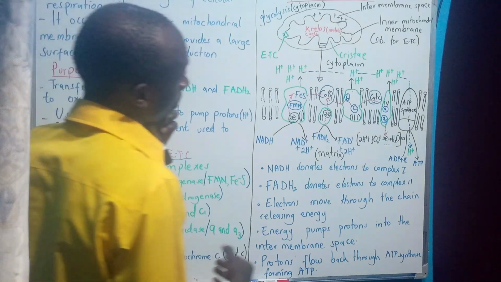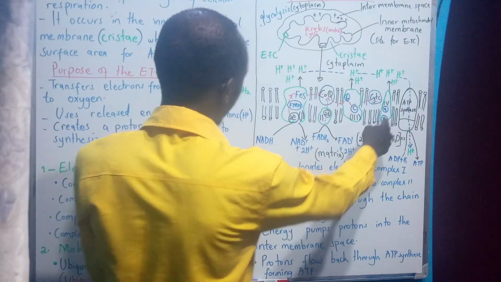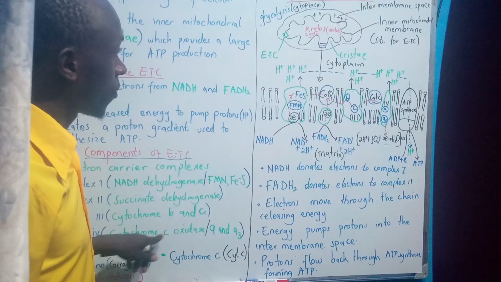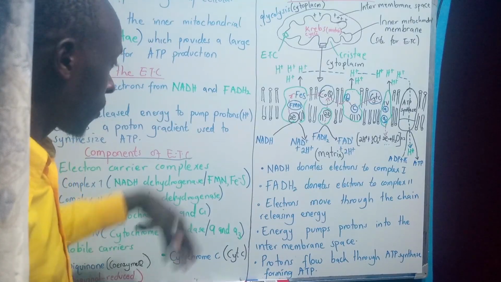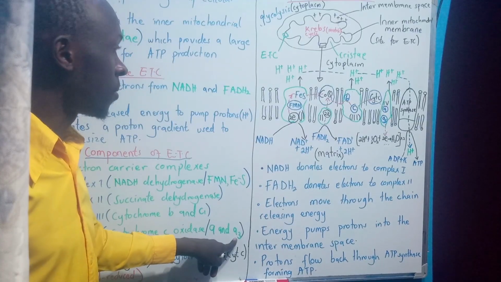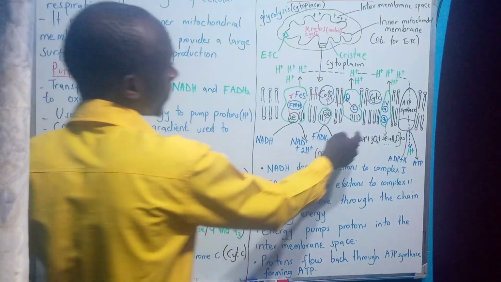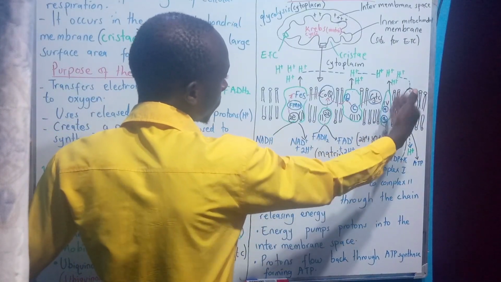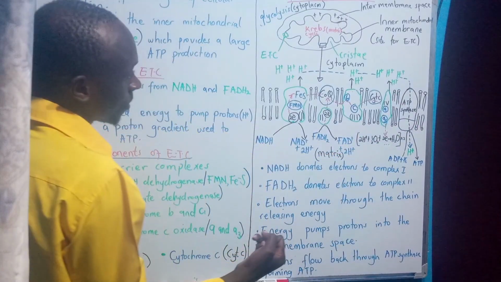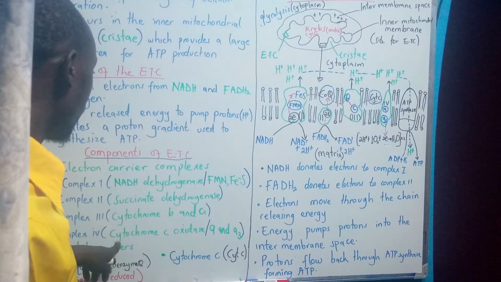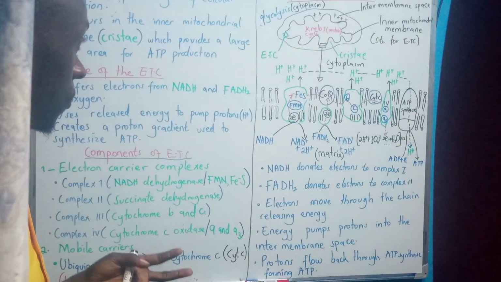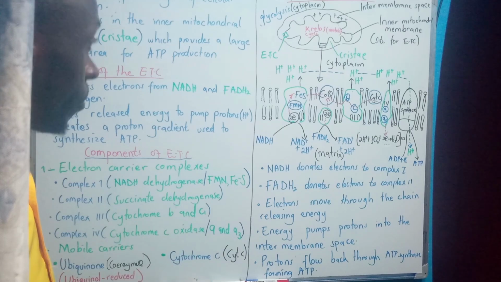Protein complex number 4 contains cytochrome C oxidase. We are going to see its role, and then cytochromes A and A3. Cytochromes A and A3 are just pure proteins, and when you combine them, you form protein complex 4. But of course, we also have an enzyme, cytochrome C oxidase. Of course, we know enzymes are protein in nature, so still we have an enzyme there.